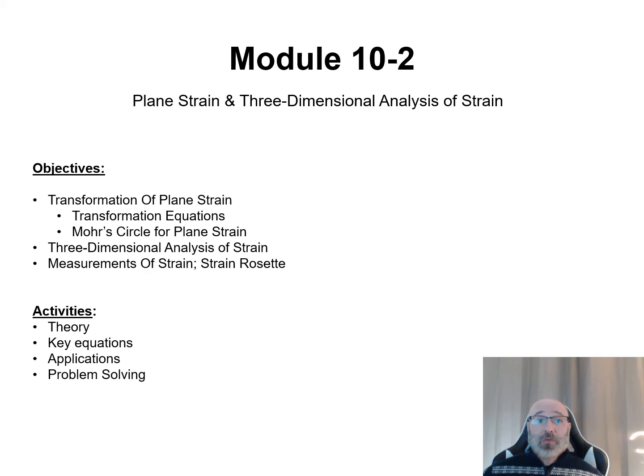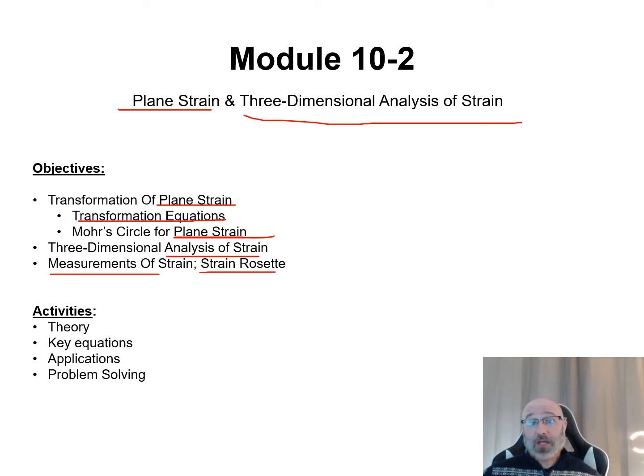So as we begin our module 10.2, we're going to take a look at our plane strain and talk about three-dimensional analysis of strain as well. So objectives within this module, we're going to take a look at the transformations of plane strain, looking at our transformation equations, and Mohr's circle now for plane strain. So we're looking at it in strain rather than stress now. Then we'll take a look at the three-dimensional analysis of strain, and then talk about the measurements of strain looking at our strain rosette.